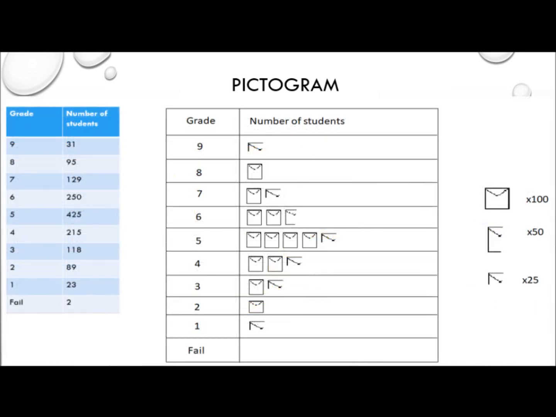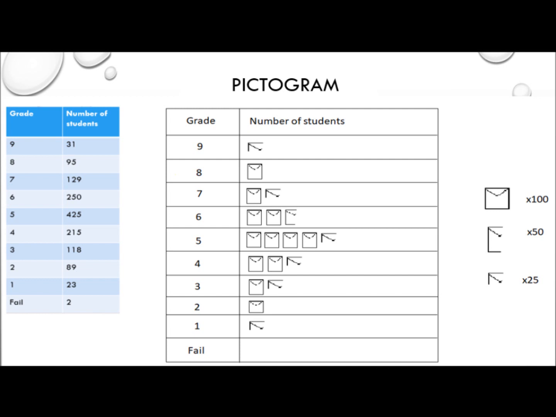Okay, so here's a better example of a pictogram. Okay, some of the data's been lost. For example, the 2 that failed don't even show up on the pictogram because the numbers have been rounded off to the nearest 25. But it's much clearer to see the distribution of the data. If someone were to ask, what grade did the majority of students get, you can answer that question very quickly just by looking at the pictogram.